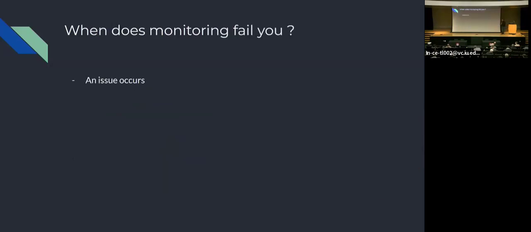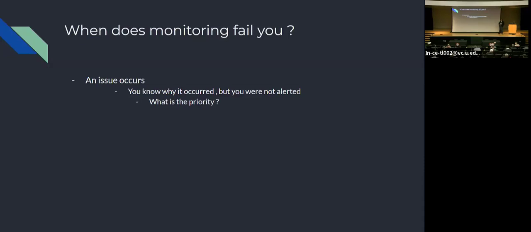So when does monitoring fail you? I'm sure many of us operate OpenStack clouds in here, and the idea of being told by a client that you're having an issue is pretty embarrassing. So one problem is you have an issue, you don't know what's occurred, and you haven't heard about it. You were only told by your customer that the VM is down or the application is down. And with that comes the alerting part of it.